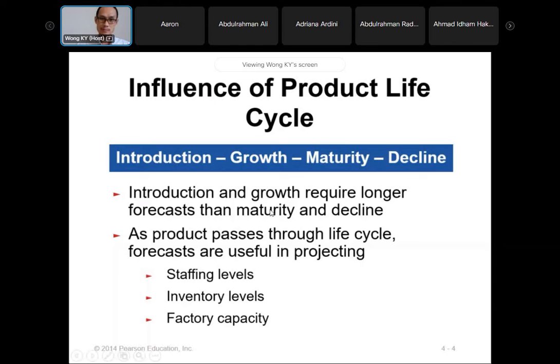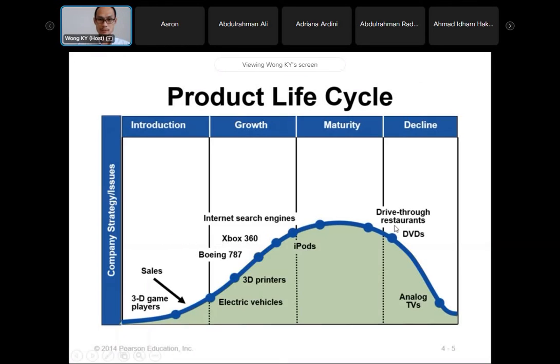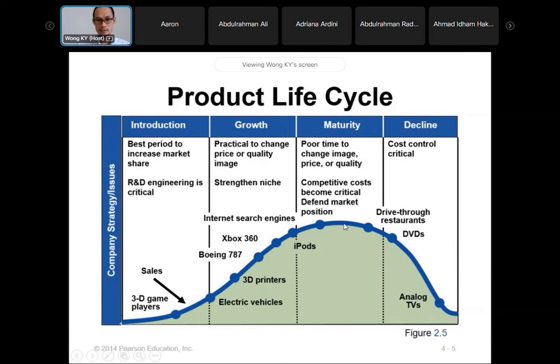But if the product is really in the maturity and decline phase, then it means that forecast is no longer so important. Because in the maturity phase, the product demand has already stabilized. You see, it has peaked and it has stabilized. So forecast is not so important anymore. And if the product has entered the decline phase, then forecasting is even less important. Why? Because nobody is buying the product anymore. The product is going to die down and disappear from the market. So I hope you understand the impact of this product life cycle on forecasting.